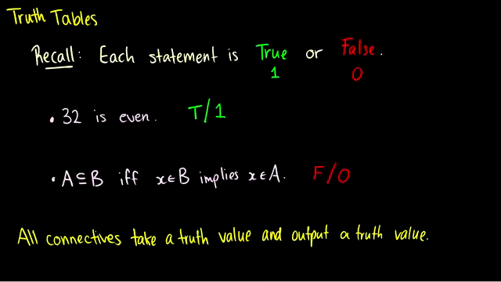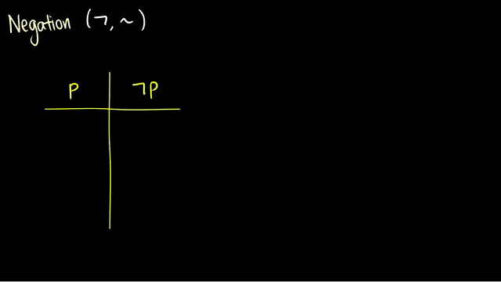And these are really specific statements. But what happens if we want to think about truth values for more general statements? For instance, what if we had X is even and we want to think of all possible outcomes? Well, this is what truth tables are for. And all connectives take a truth value and output a new truth value. So depending on the connective, the truth values can change. Let's take a look at each connective individually and see how this affects our truth values.